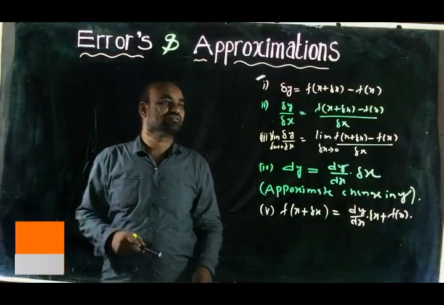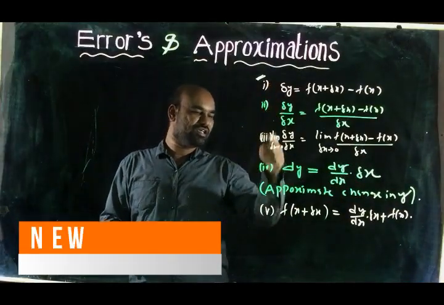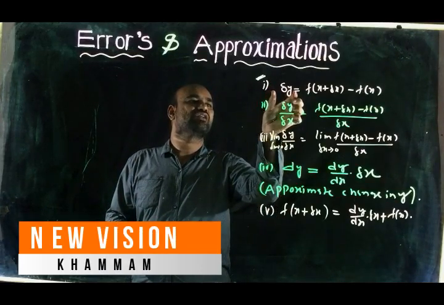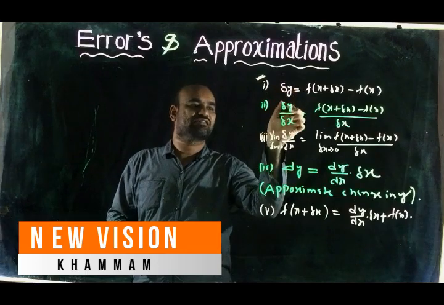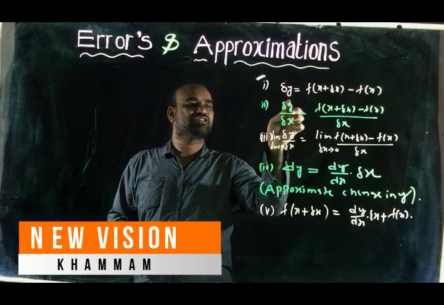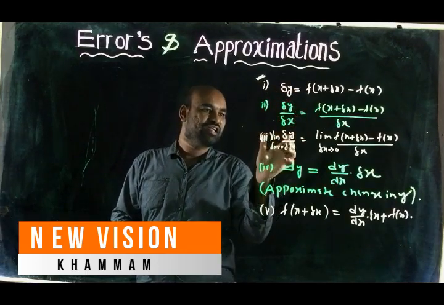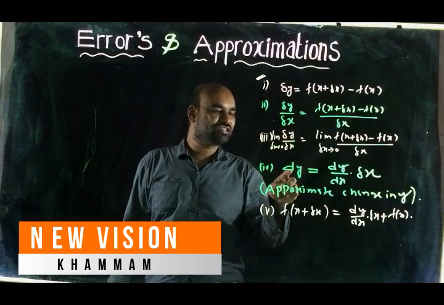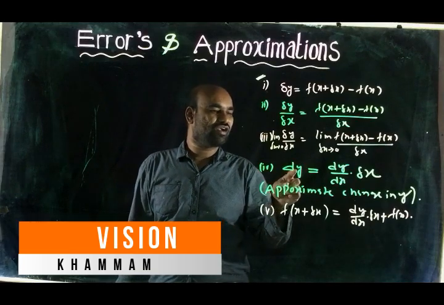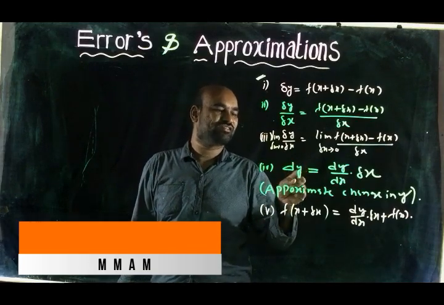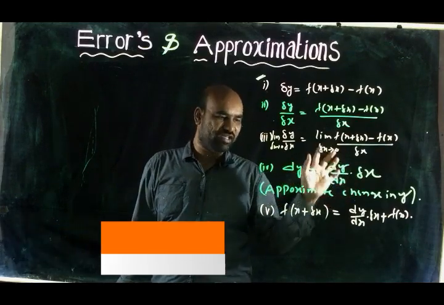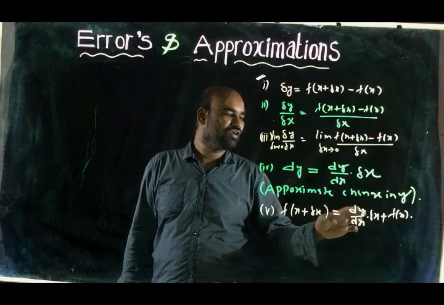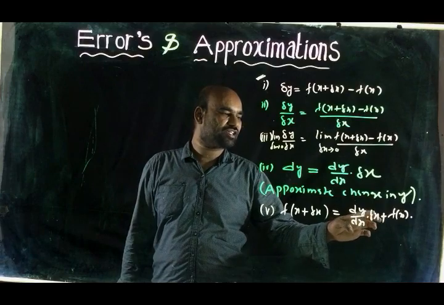Okay students, we learned all these 5 results: absolute change in y, rate of change of y with respect to x, instantaneous rate of change of y with respect to x, and this is error in y or approximate error in y, dy by dx into delta x. By using this you got another formula, f of x plus delta x equal to dy by dx into delta x plus f of x.